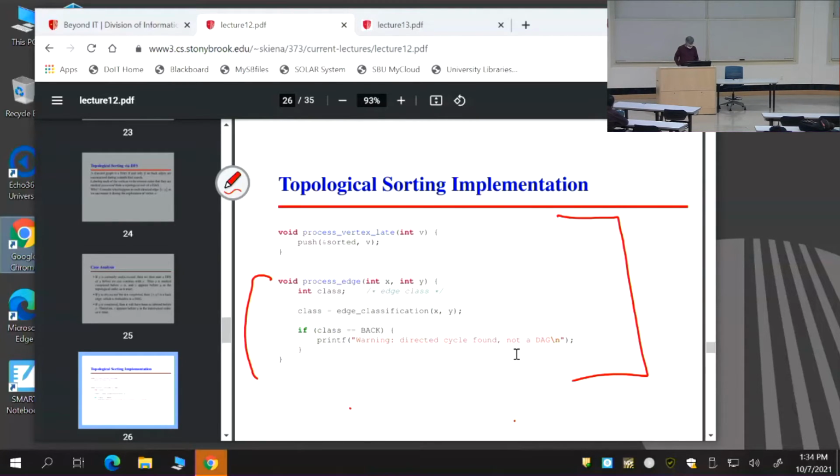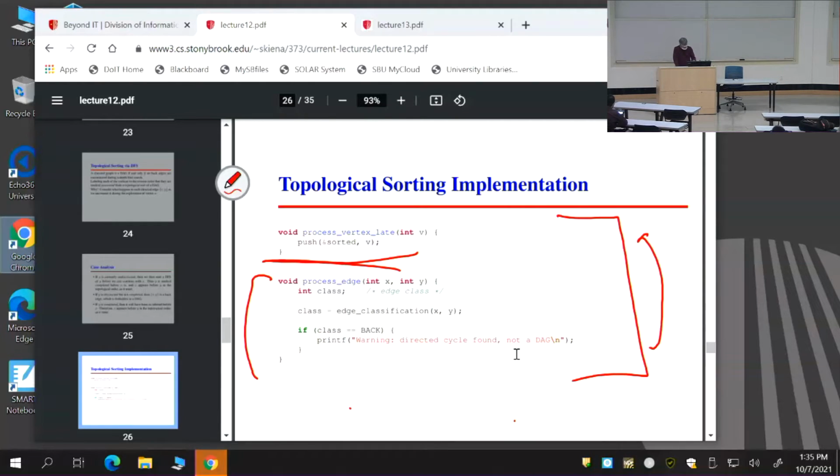Everything's going to be fine so long as we don't have any back edges. If we have a back edge, it's trouble. So when we see an edge, we'd better make sure it's not a back edge. Okay? What are we going to do on a vertex? Well, the moment a vertex is processed, which is going to happen at process late, we're going to push that vertex on a stack.